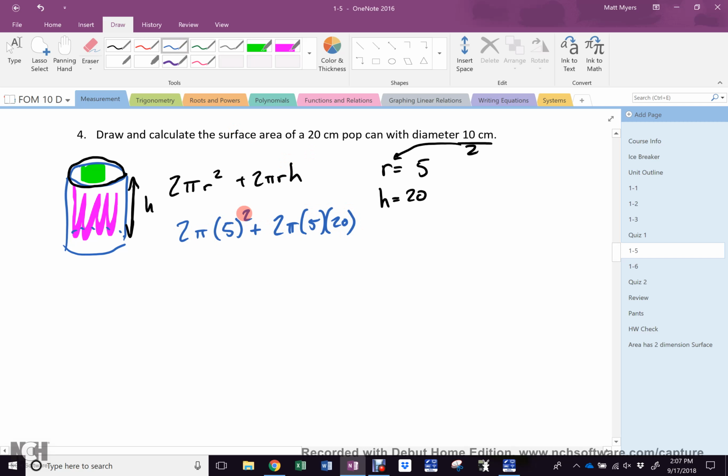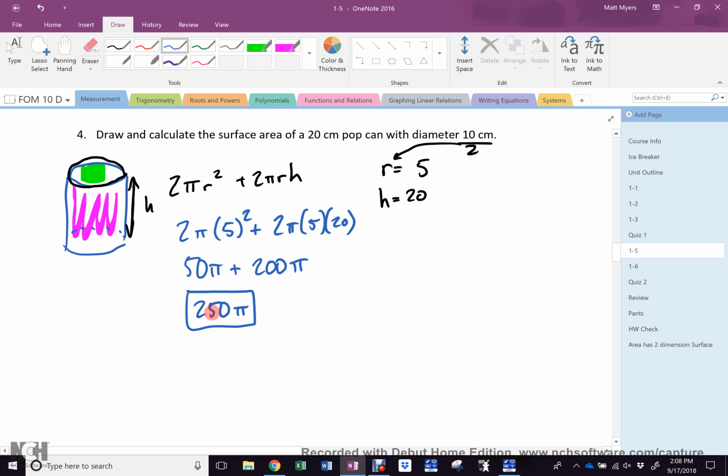What's 5 squared? 25. What's 25 times 2? 50 pi. Is it 50? What is 5 times 2? 10. What is 10 times 20? 200. I got 50 pies there and 200 more pies. How many pies do I have? 250 pi. Why do you pronounce it pi? Because I do. Okay. Does everybody understand?